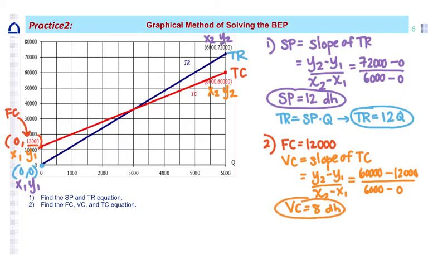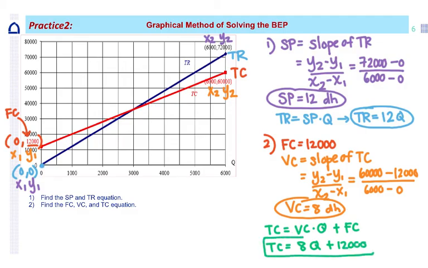Okay, and then lastly, they want us to put it all together to find the total cost equation. That's the variable cost times quantity plus the fixed cost. We have those numbers now. The variable cost is 8. Since it's an equation, we keep the Q, and then we write plus 12,000. That's the total cost equation.